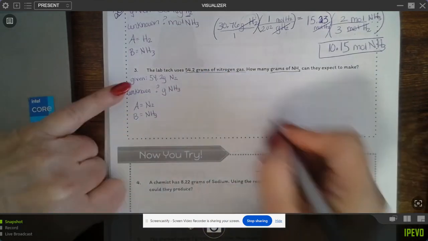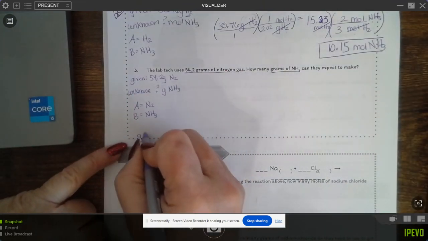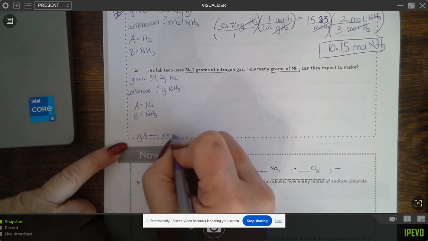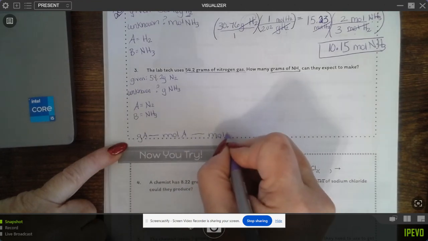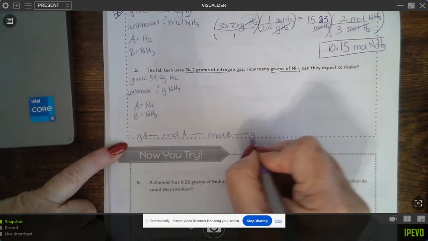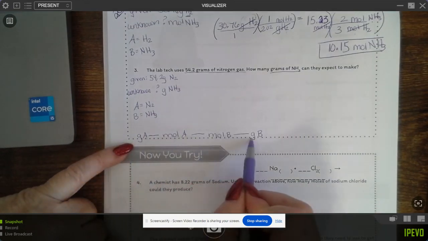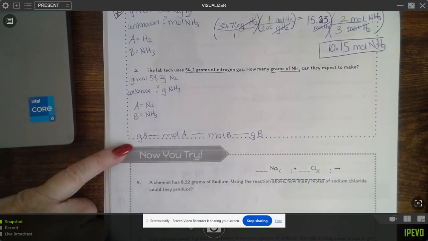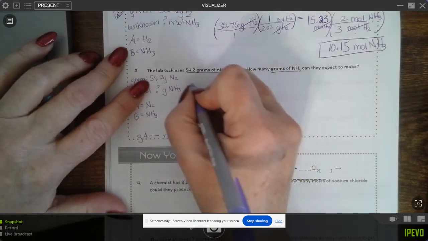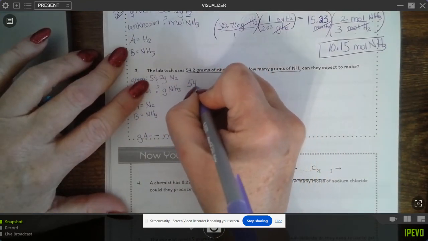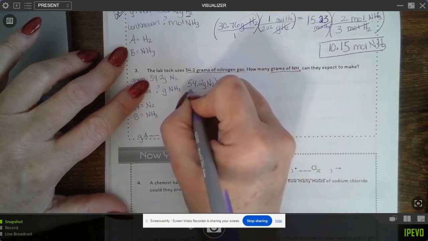Okay, so to set this up, I'm just going to write my little mole map right down here. What I can do is go from grams of A to moles of A, moles of A to moles of B, and then moles of B to grams of B. You will be given this, grams of A to moles of A to moles of B to grams of B, on the test. You'll have to know how to apply it. Okay, so we start with 54.2 grams of N2 over 1.